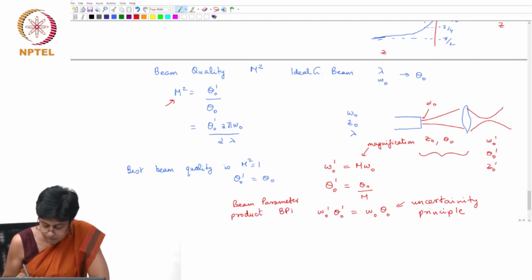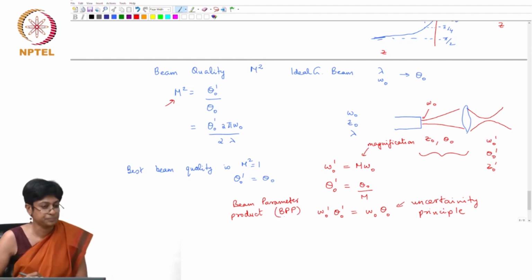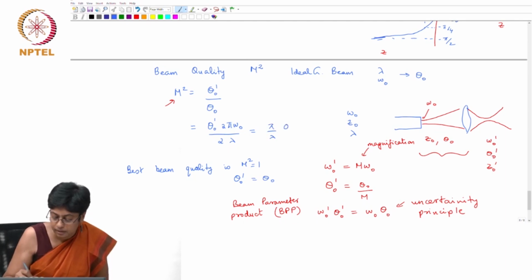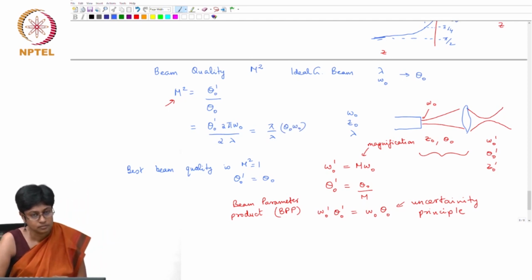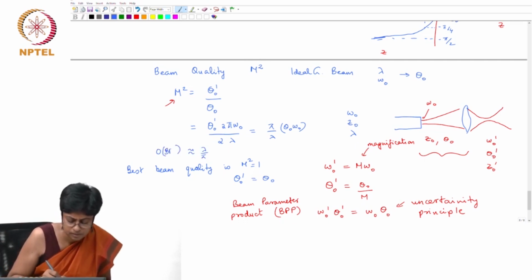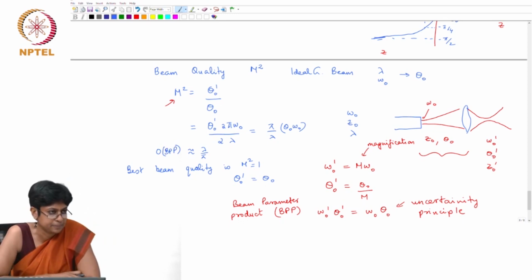or often just reduced to BPP. And if you look back at this expression, I can write this as pi by lambda theta naught omega naught. So this m squared can be written in terms of the beam parameter product, and therefore you can see the order of the beam parameter product is lambda by pi, because m squared is equal to that.